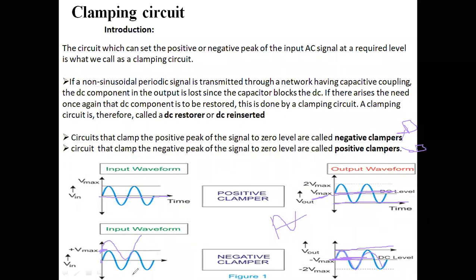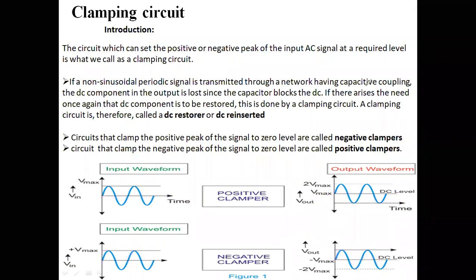If we are clamping to the positive side, then we are going to call it a positive clamper. If we are clamping to the negative side, then we are going to call it a negative clamper. And these are further divided into negative clamper with biasing voltage and positive clamper with biasing voltage. We will see one by one. This is the introduction regarding the clamper circuit.